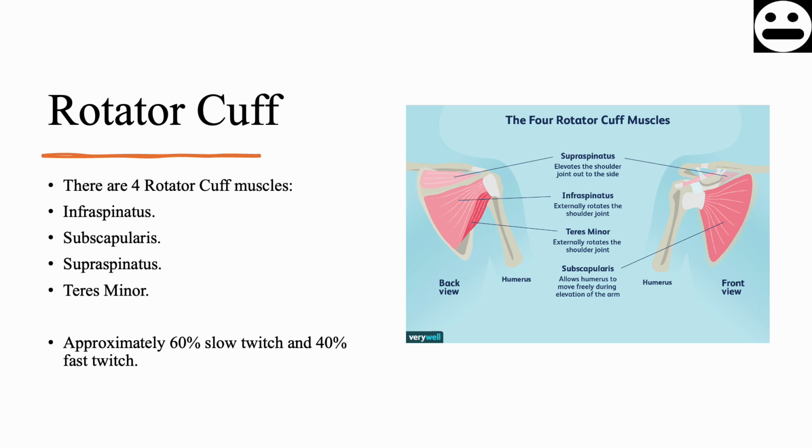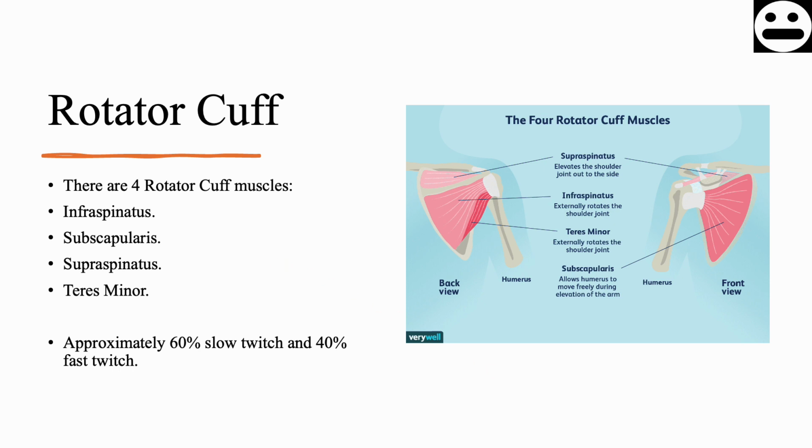Next, we have rotator cuff. Now, they are usually deep muscles, not really superficial. Superficial meaning it can be seen from the outside. Deep muscle as in it's deep inside the body, you can't really see it from the outside. So there are 4 rotator cuff muscles, and you can see for yourself here.